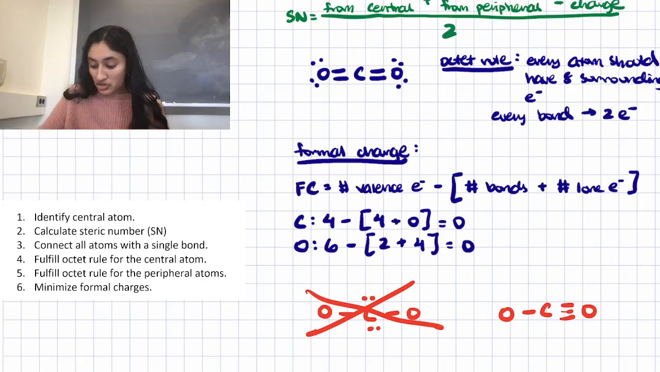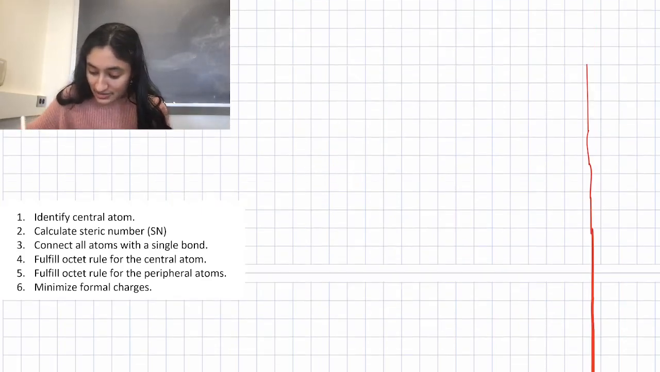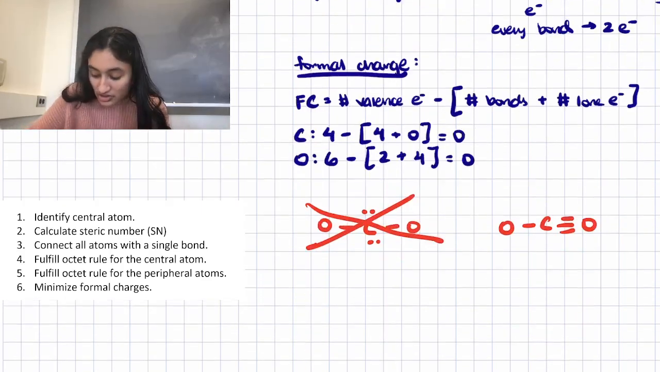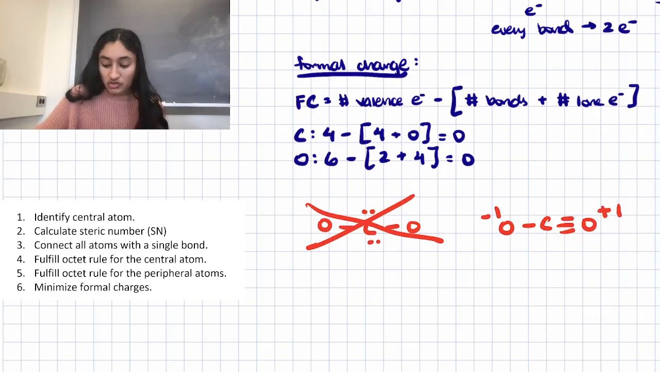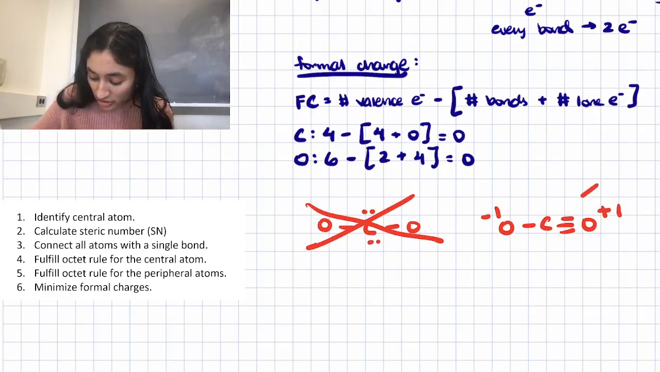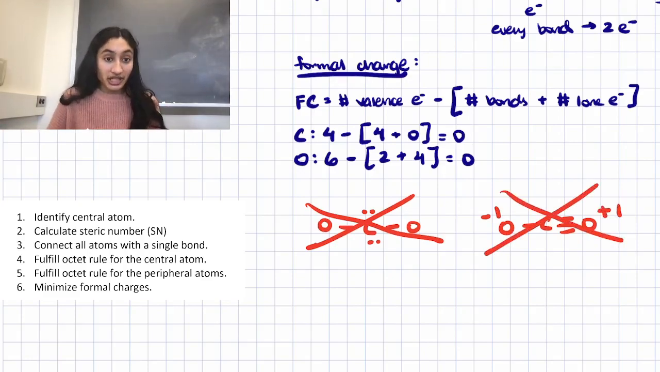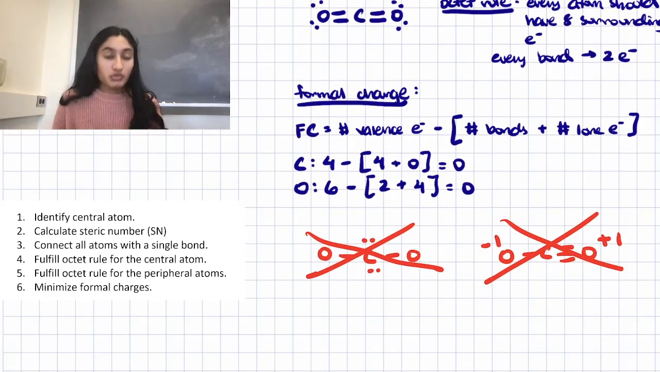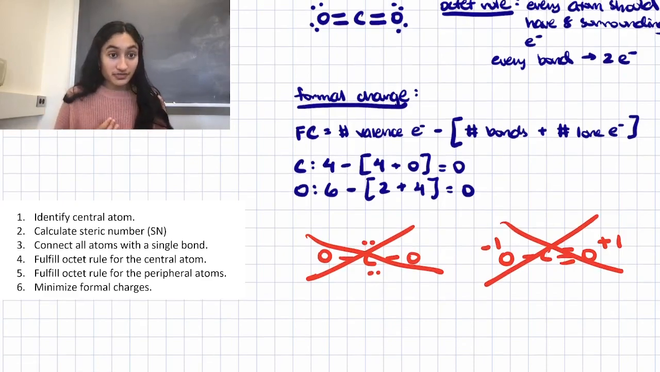Another way in which students could go wrong here is by drawing the following structure, where they have a triple bond to one oxygen and a single bond to the other oxygen. Now, why is this incorrect? So the carbon still has a steric number of 2, but the oxygens have formal charges on them. So the oxygen with only one bond has a formal charge of -1, and the oxygen with the triple bond has a formal charge of +1 if you use the formula above. So that does not minimize formal charges, which is why it would be the incorrect structure.